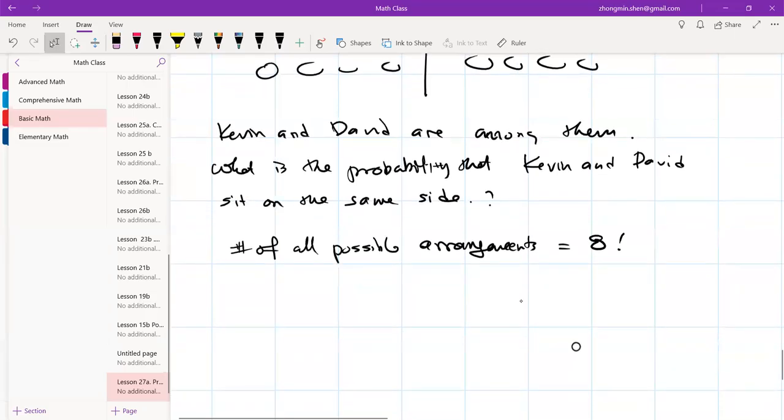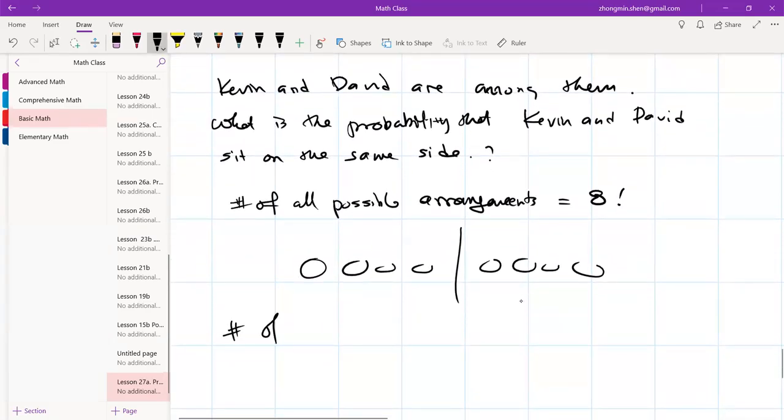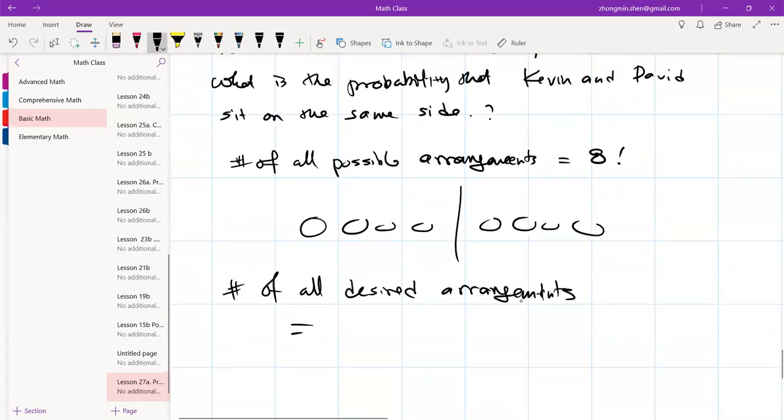All right, so how do you make sure that they sit on the same side? You can say, David, go ahead and pick a seat, and then have Kevin pick a seat. How many seats can David choose? Eight. So for David you have 8 seats he can choose. Then you have to make sure Kevin sits on the same side. If David sits on the left hand side, obviously 3 seats are left. If David sits on the right hand side, then 3 seats are left. So for Kevin, only 3 seats. And then for the remaining 6 students, you have 6 factorial different arrangements.